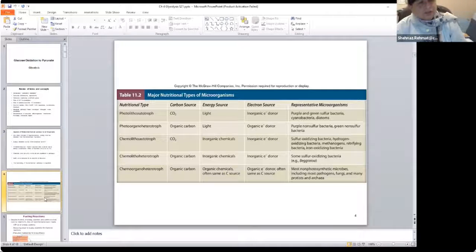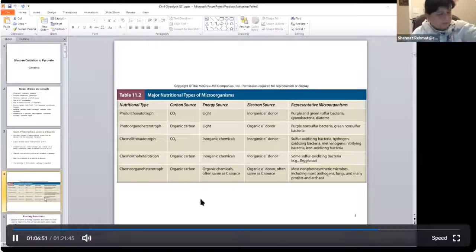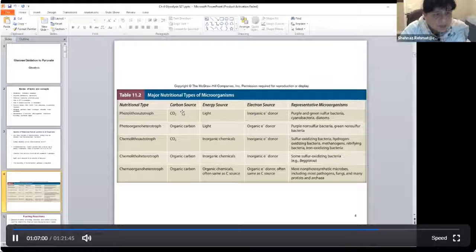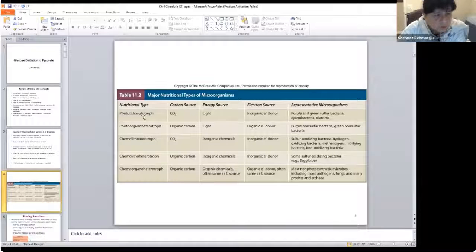So let's look at the major nutritional types of microorganisms, and we've discussed this before, that based on their carbon source, energy source, and electron source, they have different names. So we have photolithoautotrophs that use carbon dioxide as the carbon source and light as the energy source, and inorganic electron donors. And these will be a special group of bacteria that we'll come to now. Purple and green sulfur bacteria, cyanobacteria, and diatoms belong to this category, and so on.